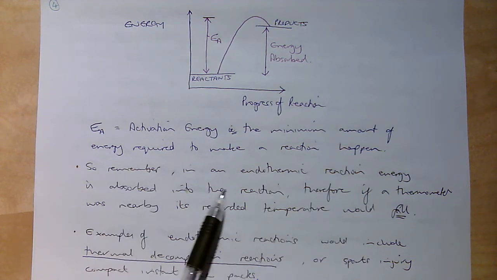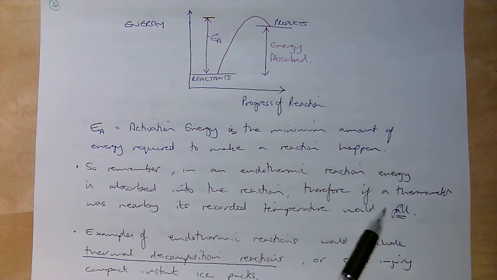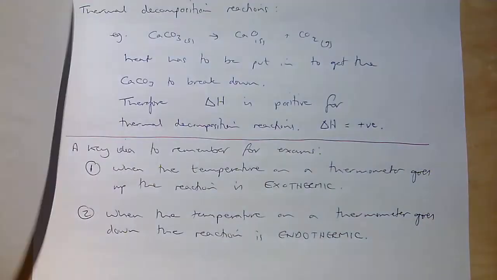Remember, in an endothermic reaction, energy is absorbed into the reaction. Therefore, if a thermometer was nearby, its recorded temperature would fall. Examples of endothermic reactions include thermal decomposition reactions or sports injury instant ice packs.